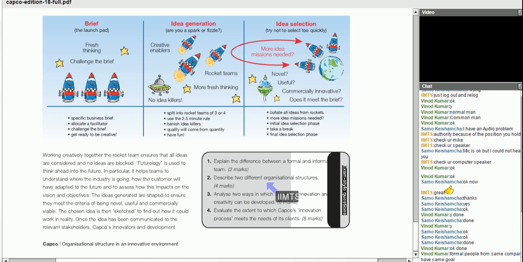Vinod and Samuel, what is the difference between formal and informal teams? Formal, people from the same company have the same goal. Okay.